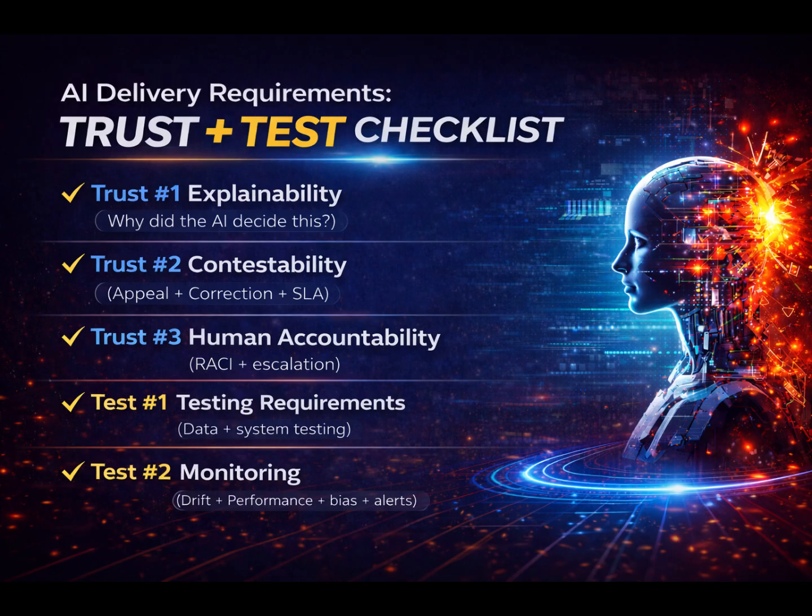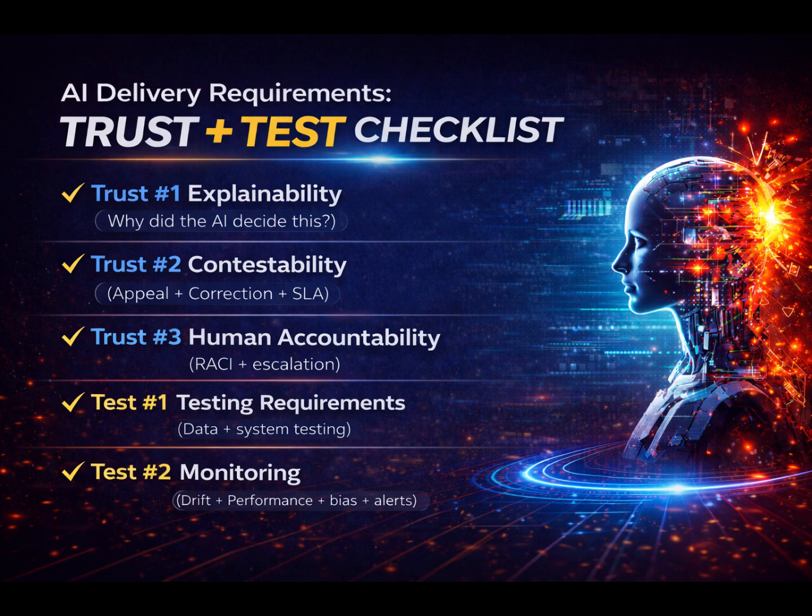Trust number 3 is about human accountability, RACI and escalation. Third non-negotiable is human accountability. AI does not remove ownership, it increases the need for it. You need a clean RACI. Accountable: who owns outcomes and risk. Responsible: who monitors and responds. Consulted: legal, security, compliance, domain experts. Informed: who needs to be informed, leadership, support, operations. And one crucial requirement: who can stop the line? When monitoring shows a serious issue, someone must have the authority to pause the model, roll back, or switch to a safe fallback.